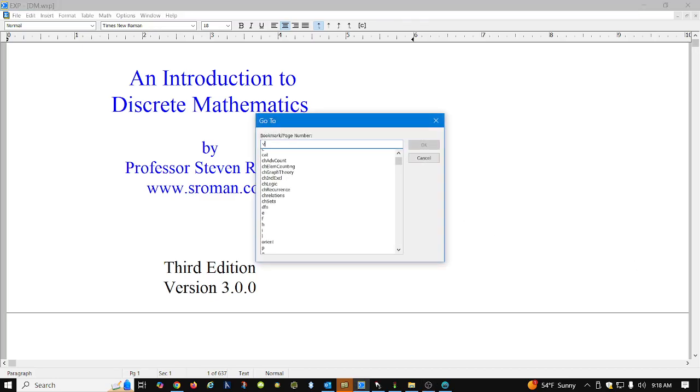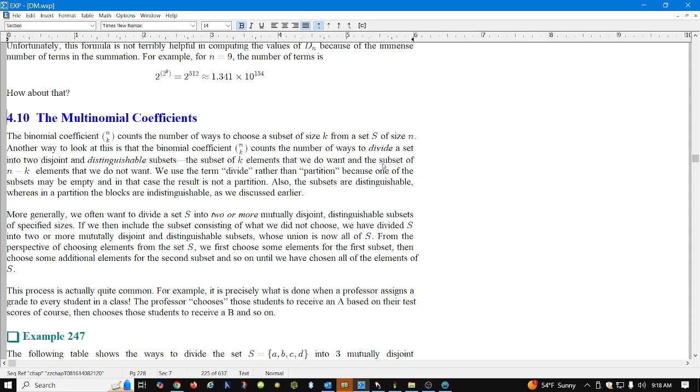In this video, we're going to talk about multinomial coefficients. Now, the binomial coefficient n choose k, as we know, counts the number of ways to choose a subset of size k from a set S of size n. Another slightly different way to look at that is that n choose k counts the number of ways to divide the set S into two disjoint and distinguishable subsets. The subset of k elements that we do want and the subset of n minus k elements that we don't want.